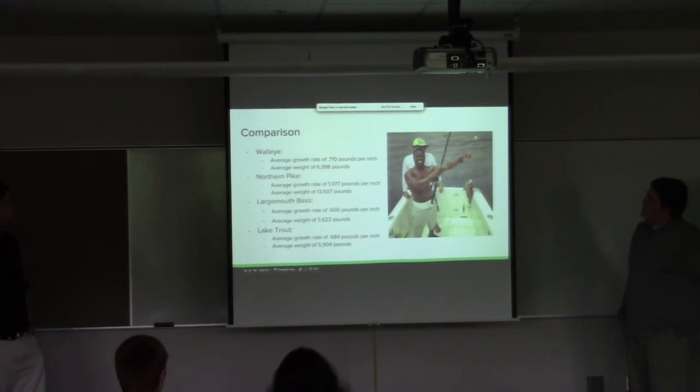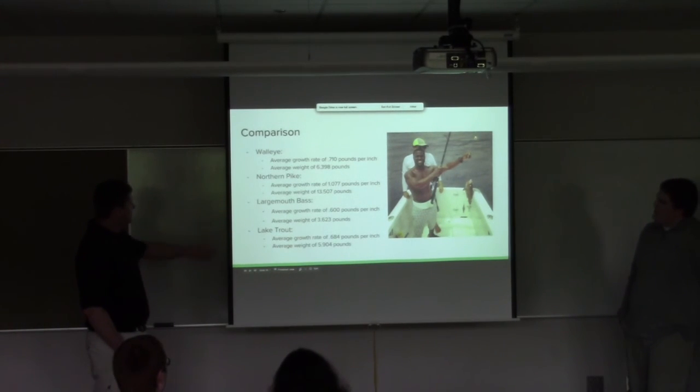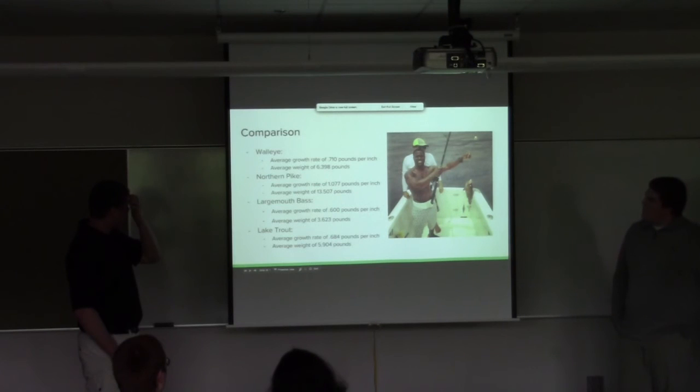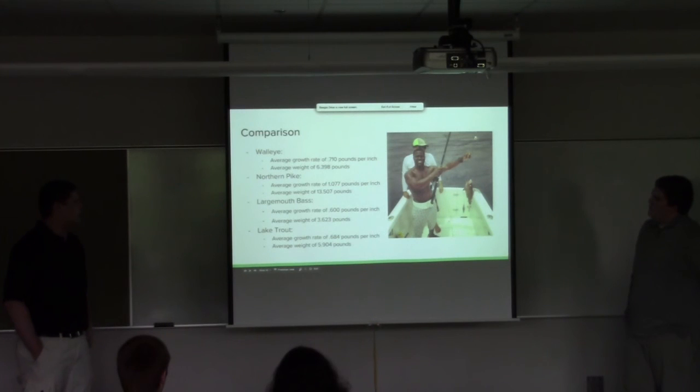So to compare the various species, just to put them next to each other, as we stated, lake trout and walleye have a similar growth rate and a pretty similar average weight. As we cover in the next slide, pike seem to be by far the largest fish and the fastest growing, and bass seem to be the smallest. And it was interesting how they grow at a lower rate in pounds per inch, even though they're typically a fatter and rounder fish.